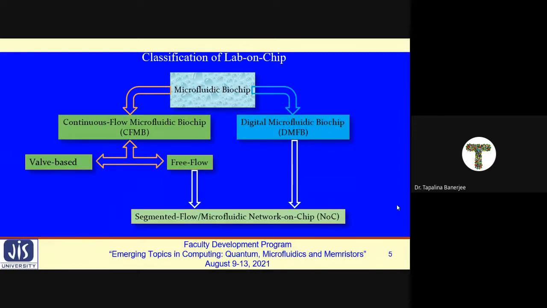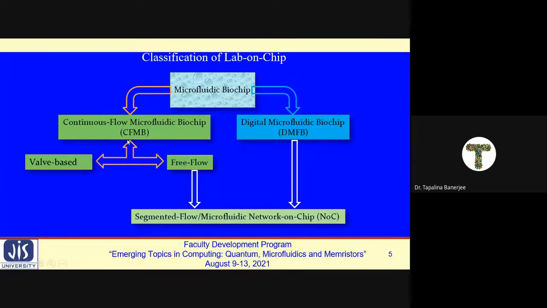Now, two major classes of LOCs are primarily used in practice. One of these is digital microfluidic biochip and another one is continuous flow microfluidic biochip. In CFMB, or continuous flow microfluidic biochip, permanently etched microchannels with micropumps, microvalves, etc. are handled. In case of digital microfluidic, discrete droplet manipulations are done by using what? By using a patterned array of electrodes.